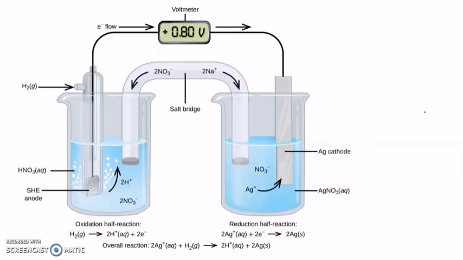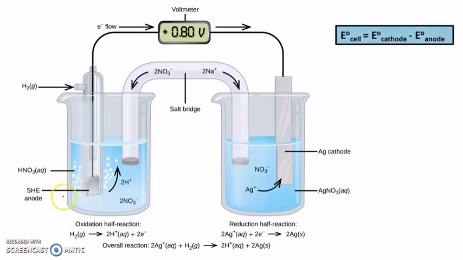This is when our SHE becomes the anode. So when SHE becomes the anode, SHE will undergo oxidation. When SHE undergoes oxidation, it will produce H+.